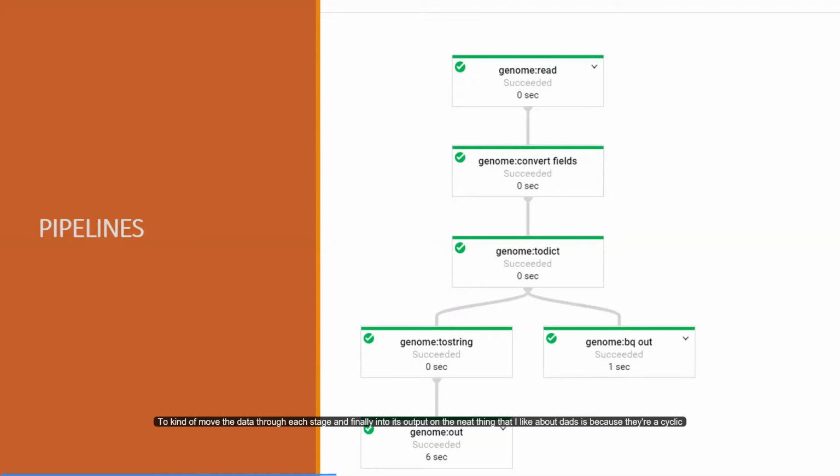The neat thing that I like about DAGs is that because they're acyclic, you can break them. You can have a directed flow as you see in the middle, or you can split them off and reduce them back down towards the end. They're also very easy to parallelize. So it's a neat alternative to MapReduce.